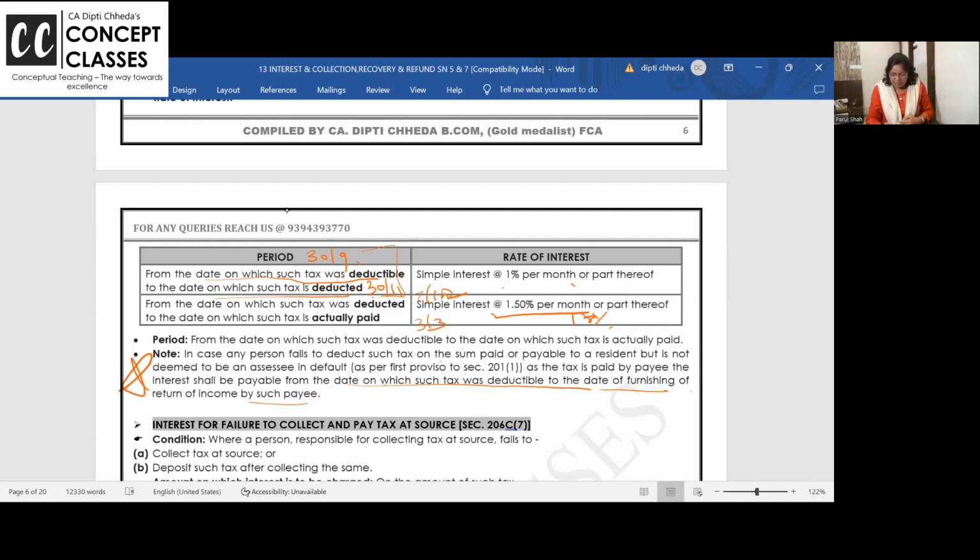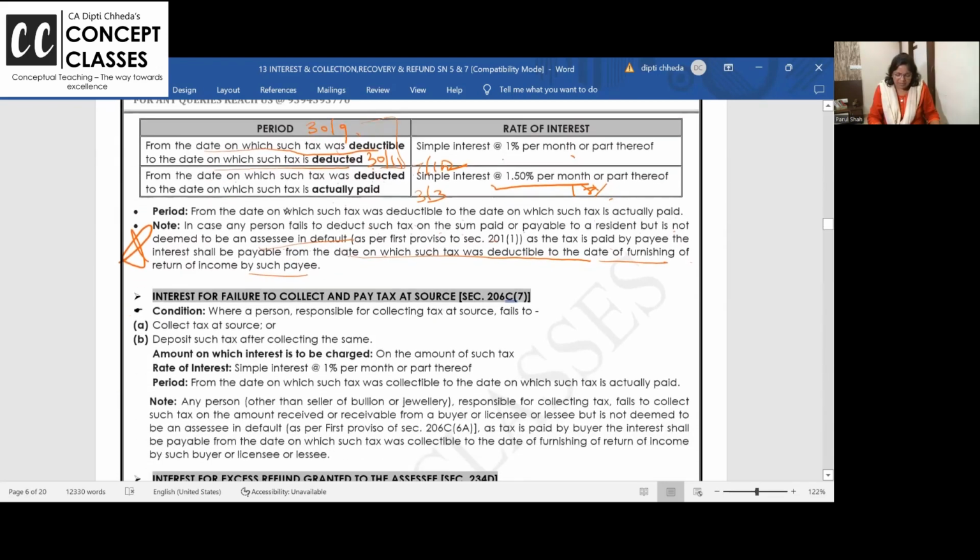In case any person fails to deduct TDS, but is not deemed to be an assessee in default, as tax is already paid by the payee, the interest shall be payable from the date on which tax was deductible to the date of furnishing the return of income by the payee. Nice logic, no? Like 234C may be an exception if there's a casual income. Like that here also. If I miss deducting, still interest will be charged, but not till March and all, only till the date he files the return.